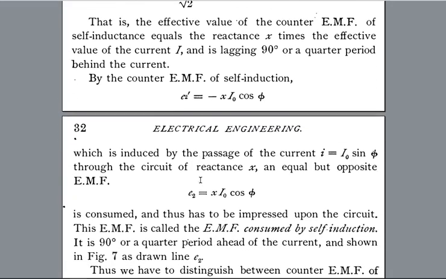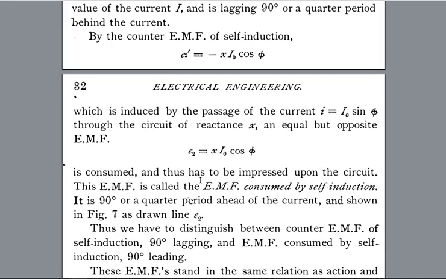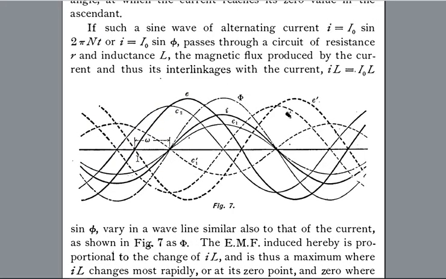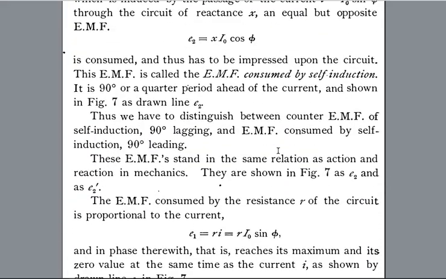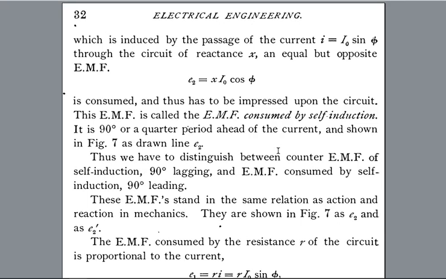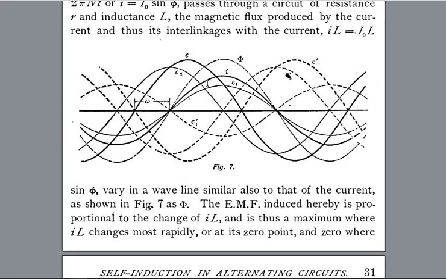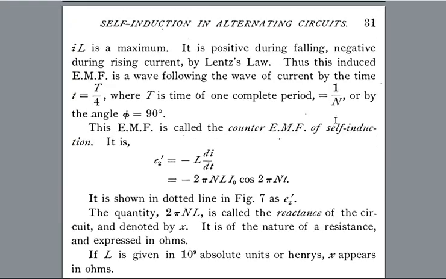By the counter-electromotive force of self-induction, E′ = −XI₀ cos φ, which is induced by the passage of the current I = I₀ sin φ through the circuit of reactance X, an equal but opposite electromotive force, E₂ = XI₀ cos φ, is consumed and thus has to be impressed upon the circuit. This electromotive force is called the electromotive force consumed by self-induction. It is 90 degrees, or a quarter period, ahead of the current, and shown in figure 7 as drawn line E₂. Thus, we have to distinguish between counter-electromotive force of self-induction, 90 degrees lagging, and electromotive force consumed by self-induction, 90 degrees leading. These electromotive forces stand in the same relation as action and reaction in mechanics. They are shown in figure 7 as E₂ and as E′.